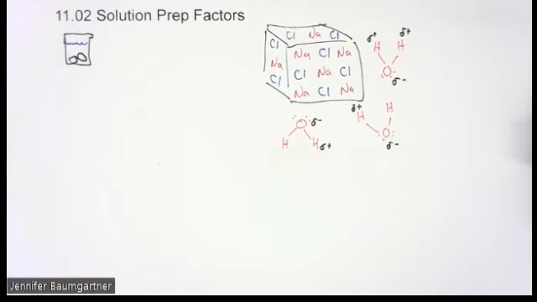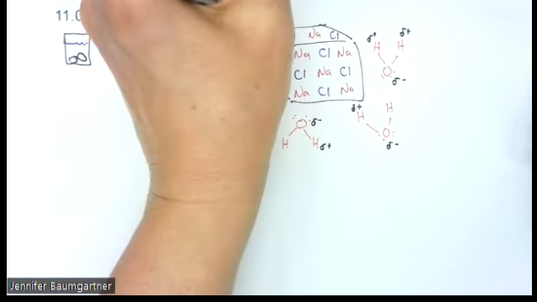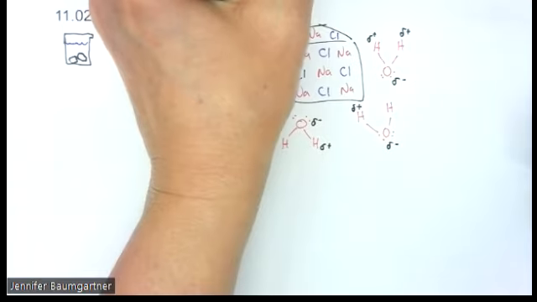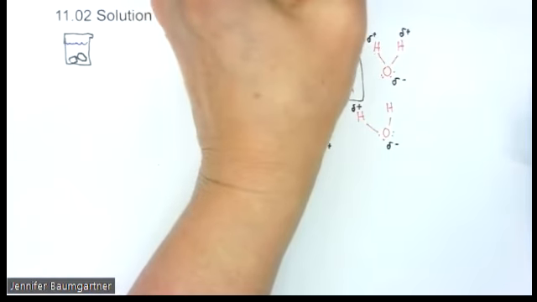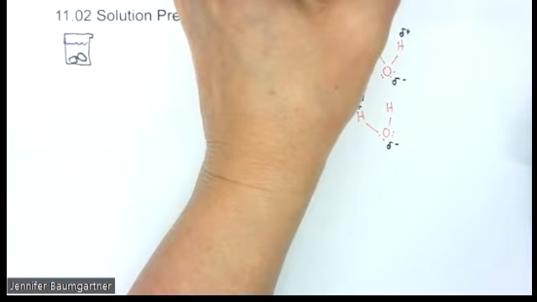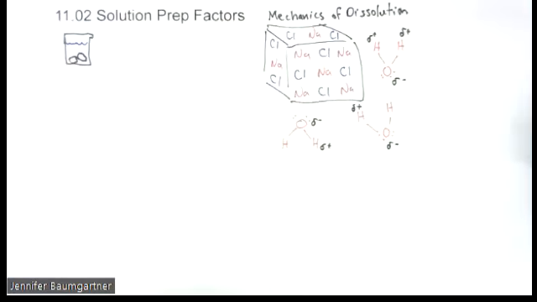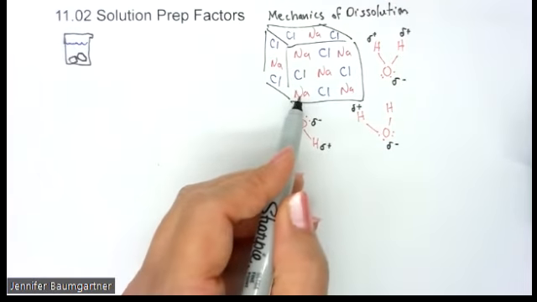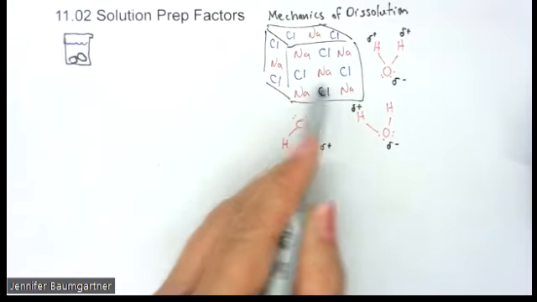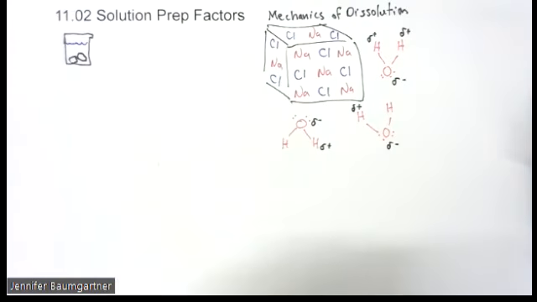On this side of the page, I want to talk about the mechanics of dissolution. And remember, we said in the last video that dissolution is the process of dissolving something. So here I have my crystal lattice, and I have my positive cations with alternating anions stacked up in my crystal lattice. And around that, I have water molecules.